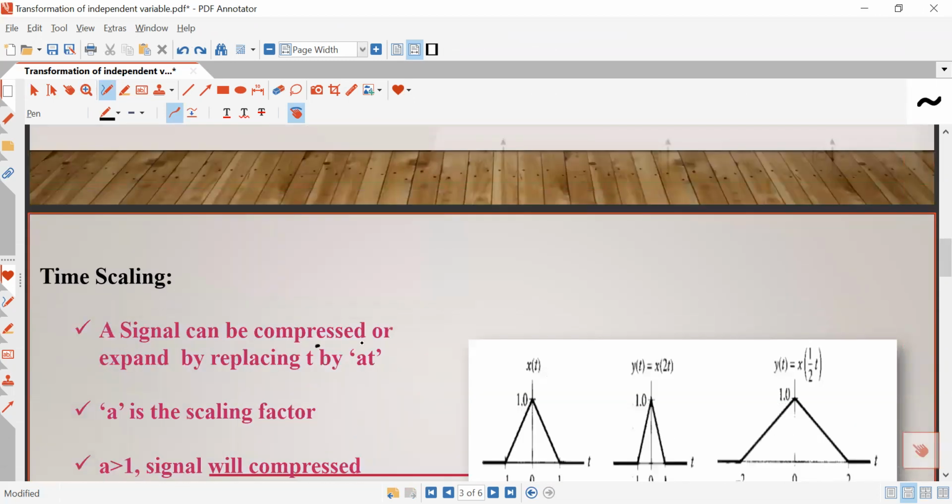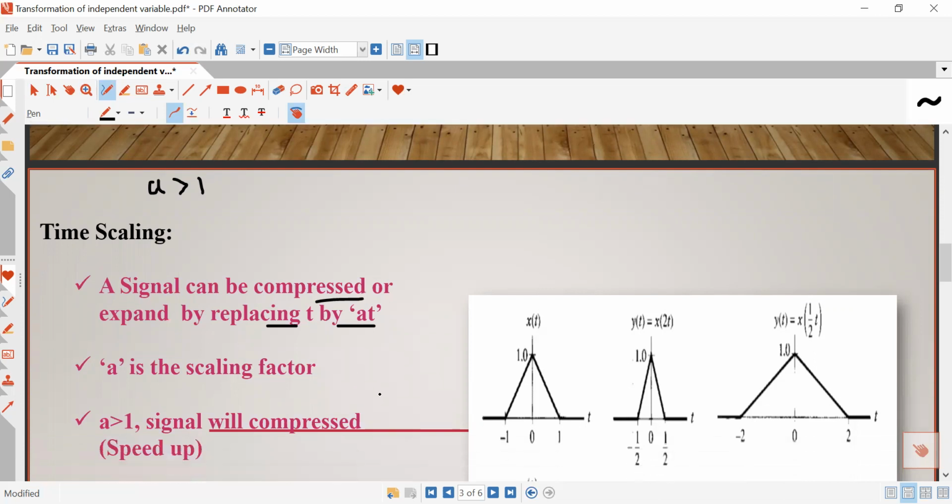A signal can be compressed or expanded by replacing t by at. If you replace t by at, then this process is called time scaling, where a is the scaling factor. But you must remember the value of a determines compression or expansion in the signal. If it is greater than 1, then the signal will compress, and if it is less than 1, then the signal will expand. So this is time scaling.